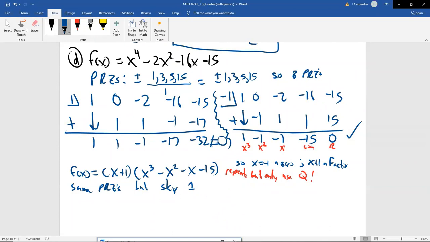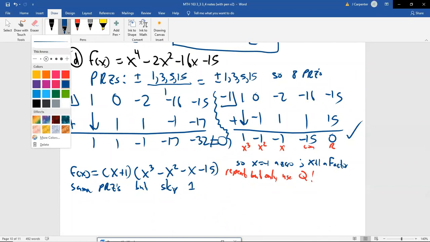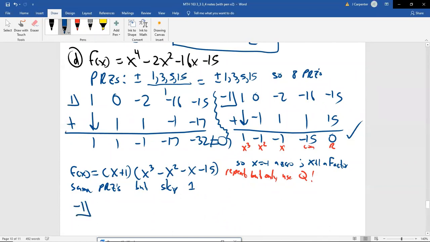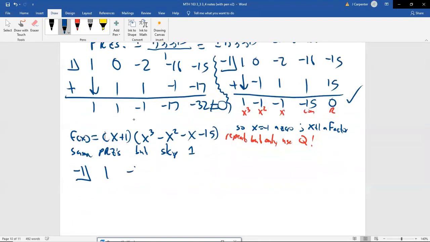So we're going to try the negative 1 again, but now we're using the quotient here, so the coefficients that go to the right are 1, negative 1, negative 1, and negative 15. So 1, negative 1, negative 1. I'm spacing this out way more than I need to.